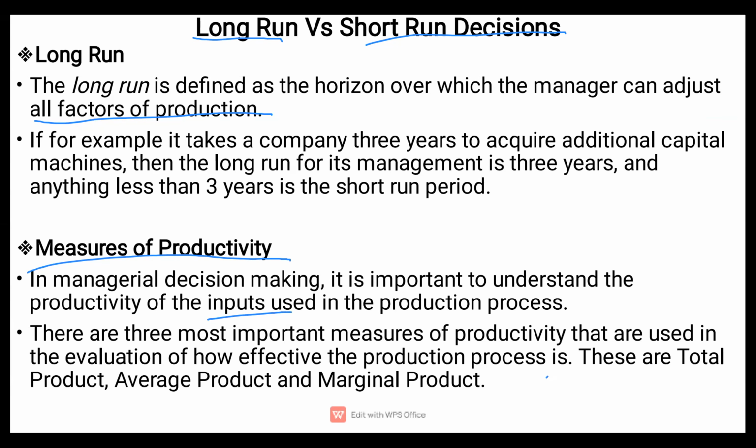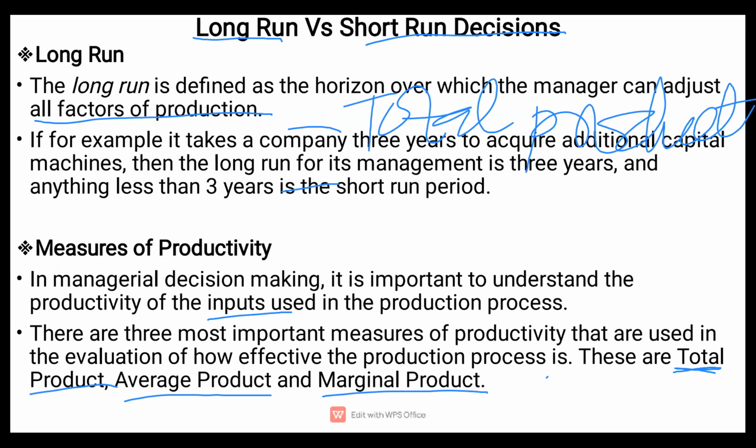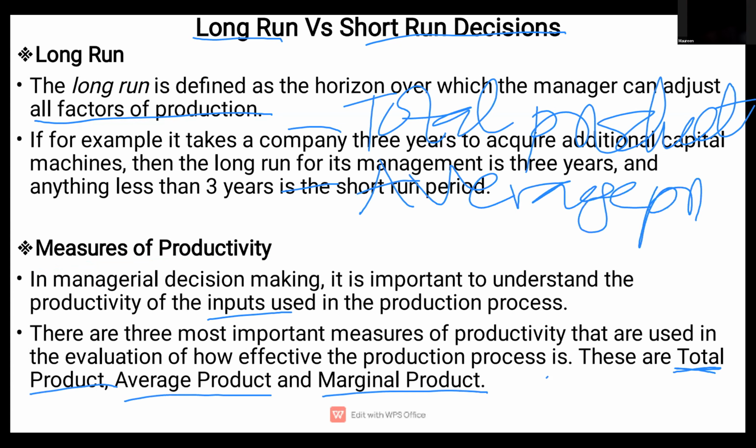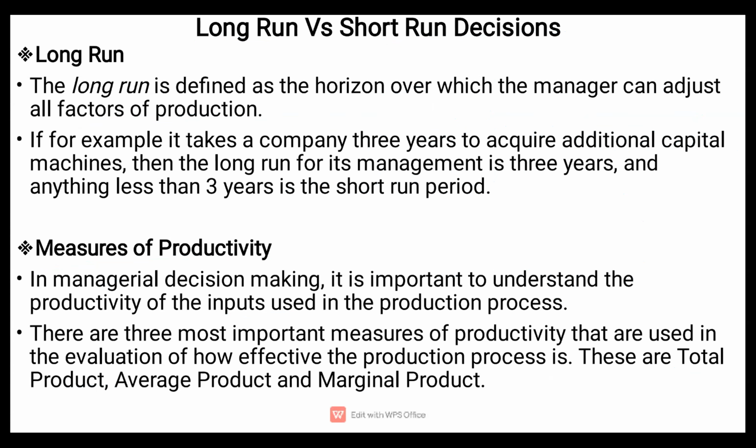So the key measures that we use for production are, number one, total product, average product, and the marginal product. So I'll write them down: total product is one of the measures, and the average product. From average product, you have what is called the marginal product. All these are the three measures of productivity. They help us to measure how productive the inputs that we have used are.